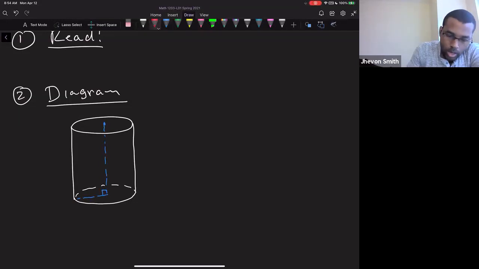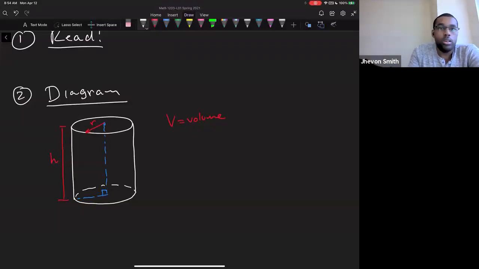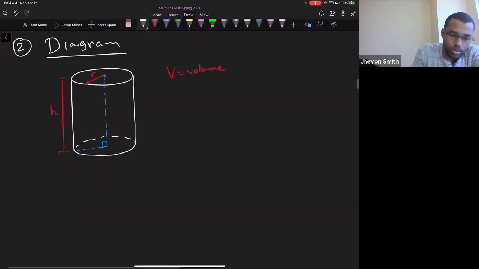There you have that. I would label the things that are changing, R, and also H, the radius and the height. And I'm going to say V equals the volume. You can't really see that on the diagram. The volume is how much space the thing takes up. Okay, so that is my fully labeled diagram. This is a right circular cylinder.